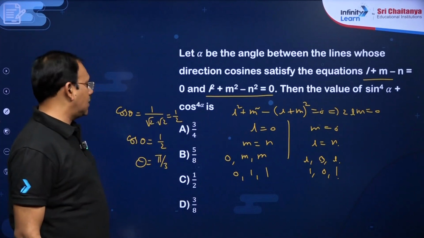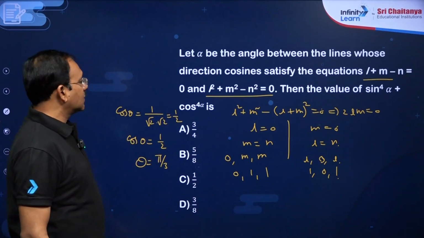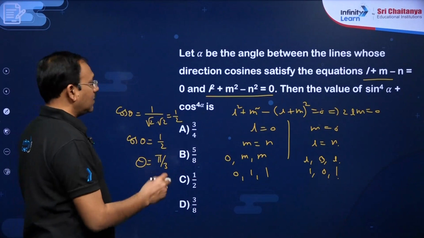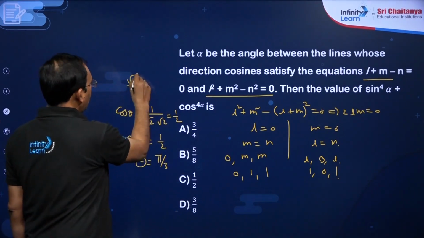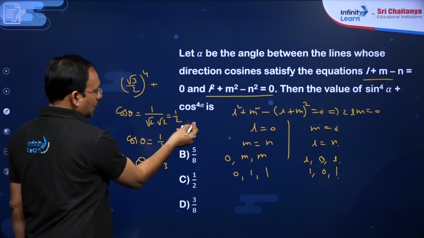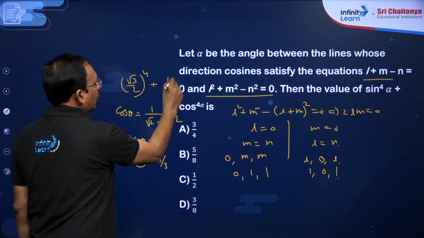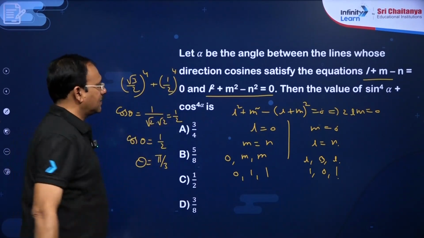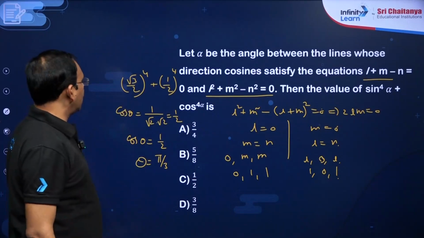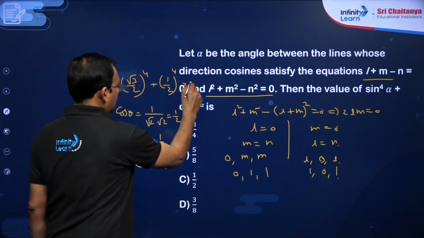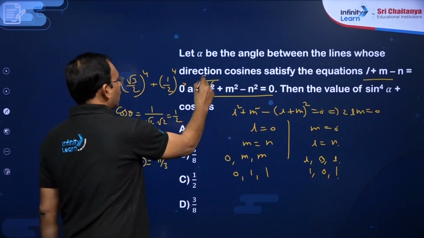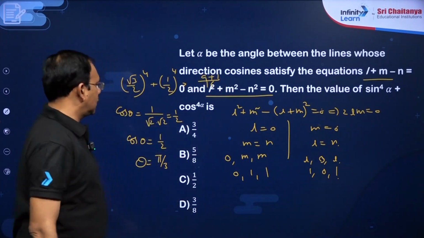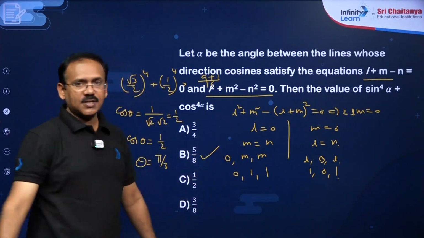So if it is 60, sin 60 degrees is nothing but root 3 by 2, whole power 4, plus cos 60 degrees is 1 by 2, whole power 4, is what is asked. So the denominator is 16, the numerator is 3 square, 9, plus 1, 10, so 10 by 16, that is 5 by 8, is the answer, dear students.